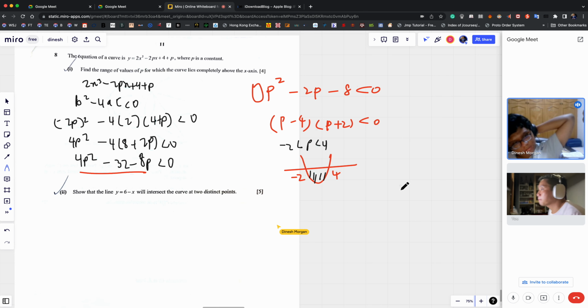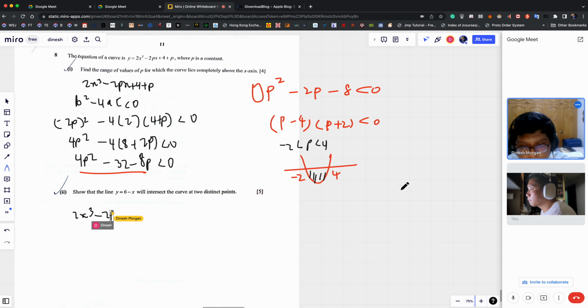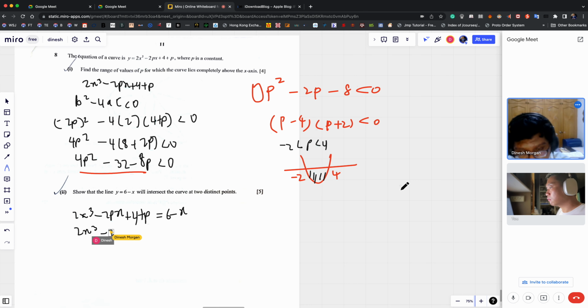Then to show that the line will intersect the curve at two distinct points, I use b squared minus 4ac bigger than 0. I need to equate the two first. You need to equate the two first, then you pick the a, b, c out. Okay.